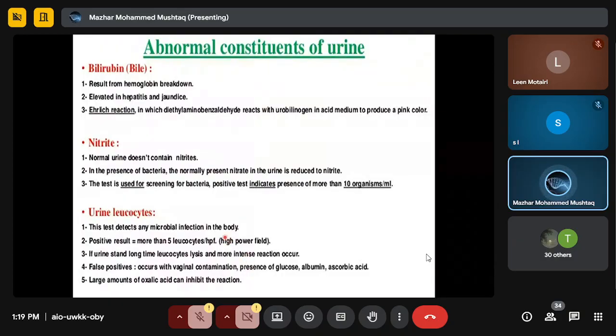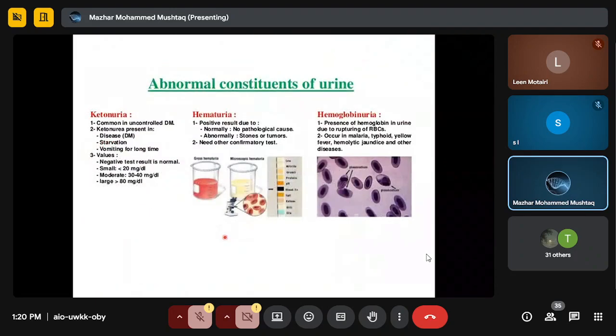Leukocytes, they are the white blood cells. They can be seen only under the microscope. However, some of the enzymes which are released from the leukocytes, like leukocyte esterase, can be detected easily, and that is also suggestive of an infection in the urinary tract. So these are some of the abnormal constituents.